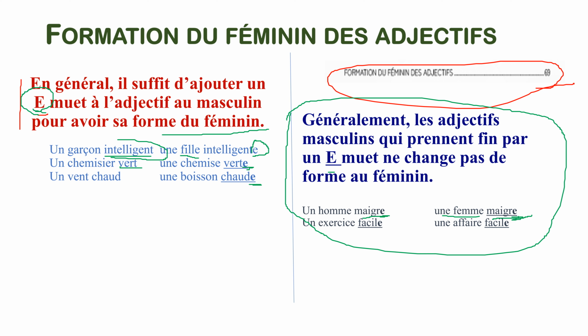It ends in an E here, silent. Therefore, it does not change. Un exercice facile, which is right here, ends with an E, which is mute, silent. Une affaire facile, it does not change.